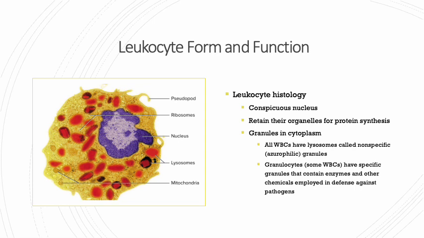Granulocytes, so the white blood cells that have these grains, have specific granules that contain enzymes that help fight against pathogens. So these grains have things in them that also have immune response and defense properties. So they're not just there for the look. They actually have enzymes that are really good at helping fight certain things. And depending on the type of white blood cell, there are different enzymes in them.